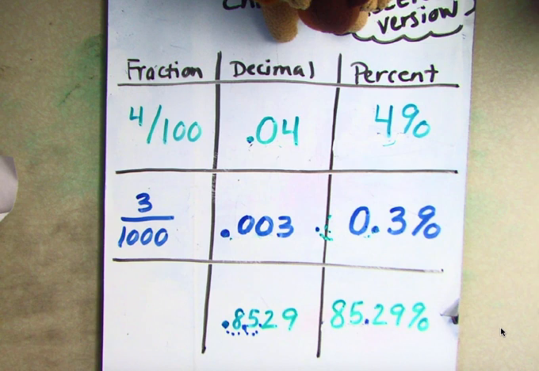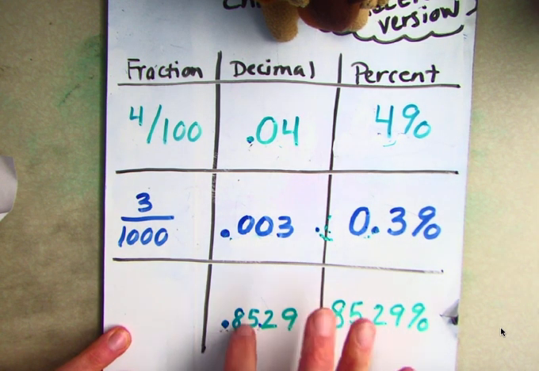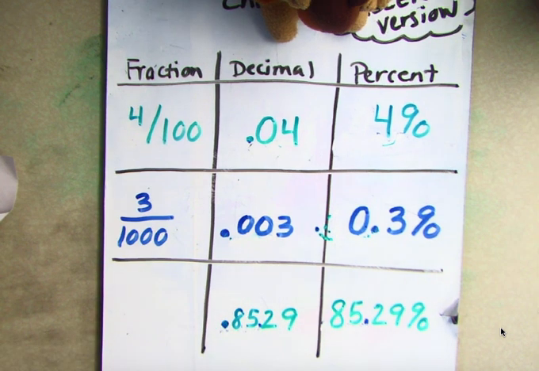How would you write that as a fraction without using a calculator? Well, you'd have to say the decimal. That's the easiest way to do it. 8,529 ten thousandths. So we're working with a denominator of 10 thousand here.